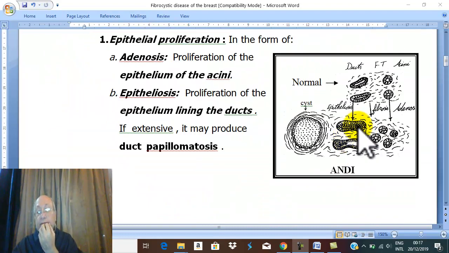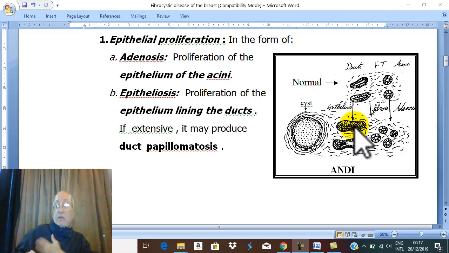If epitheliosis is exaggerated, marked epitheliosis with marked hyperplasia, with cellular atypia, atypical changes means a precancerous condition. And if we accidentally discover cellular atypia in fibrocystic disease, this patient should undergo regular examination and follow up to detect any development of carcinoma.